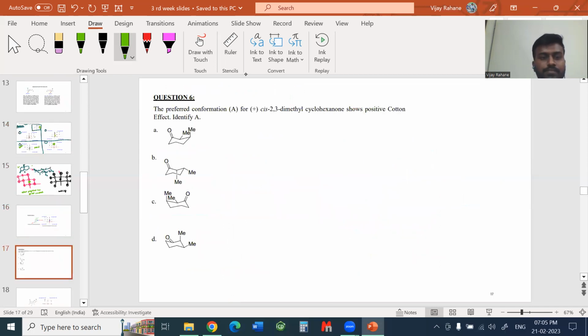The next question is: the preferred conformation A for cis 2,3-dimethyl cyclohexanone shows a positive Cotton effect. Identify A. So what they have given is that cis 2,3-dimethyl cyclohexanone shows a positive Cotton effect, right? So we need to identify A, right?